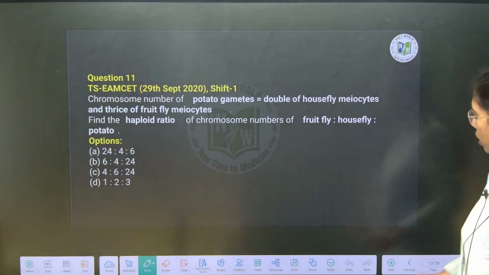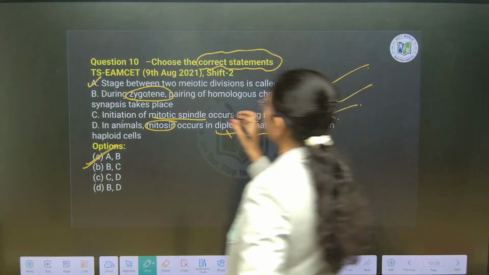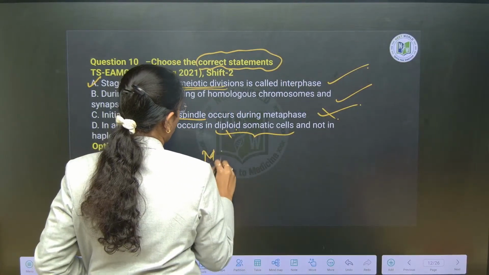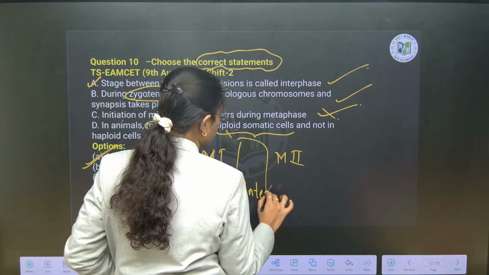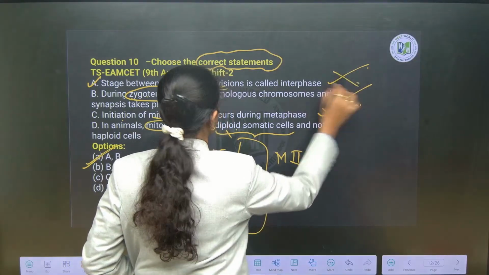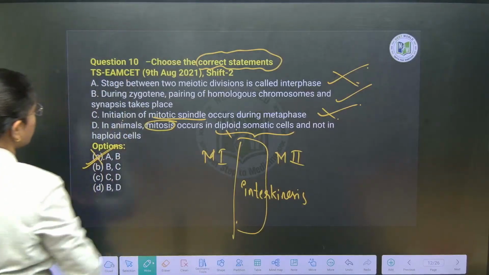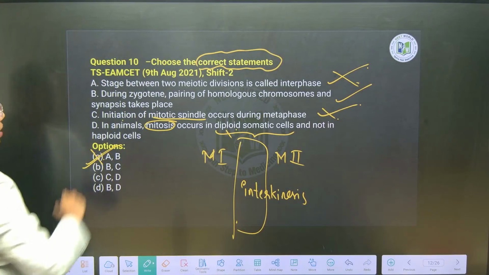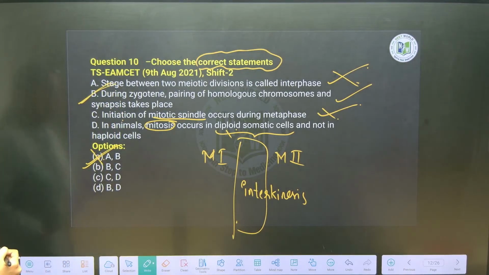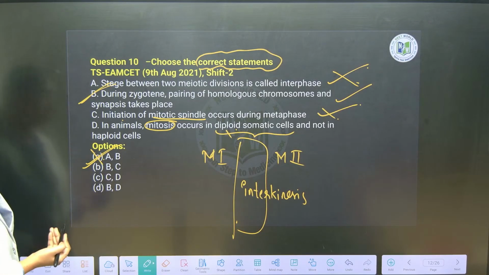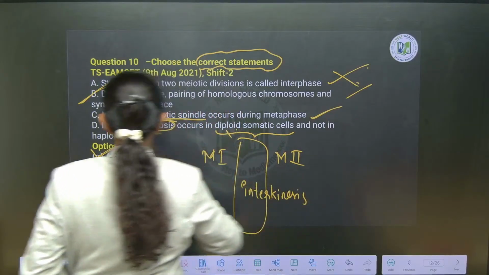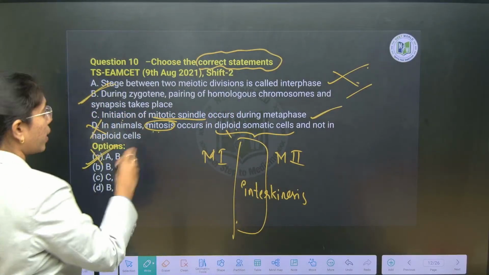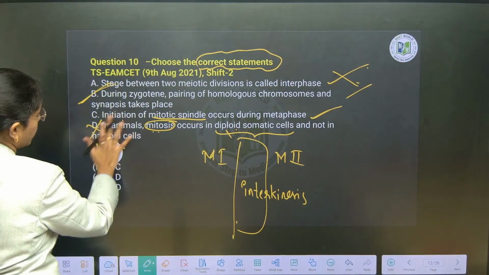Next, just look into it once again. The stage between two meiotic divisions, that is in between Meiosis I and Meiosis II, is addressed as interkinesis. This is not interphase. And during zygote, pairing of homologous chromosomes takes place, that is formation of synaptonemal complex. Initiation of mitotic spindle occurs during late prophase or the beginning phase of the metaphase, and mitosis occurs both in the haploid and diploid cells. So here the right answer will be B and C.